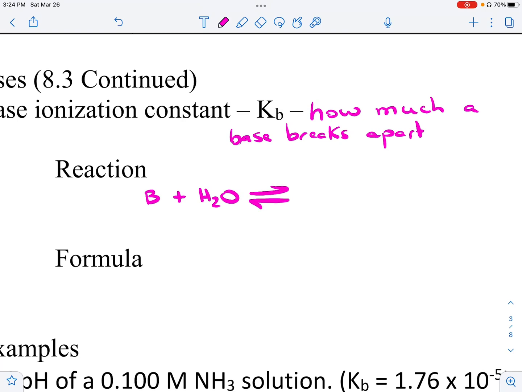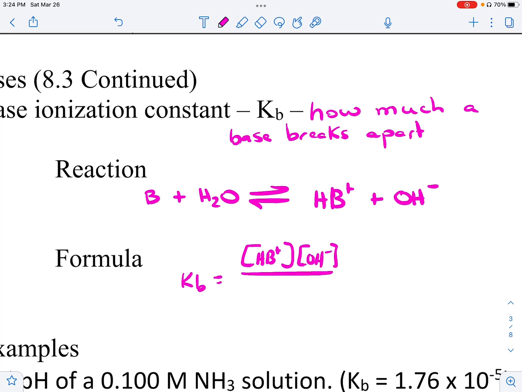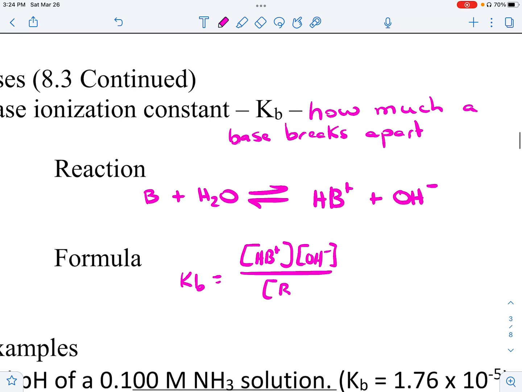Remember, according to the Bronsted-Lowry definition, a base accepts an H plus, right? So it's going to accept an H plus from H2O, and we're going to get HB plus and an OH minus. So to write our equilibrium statement, we're going to say Kb is equal to HB plus times OH minus over our concentration of B. B stands for base.